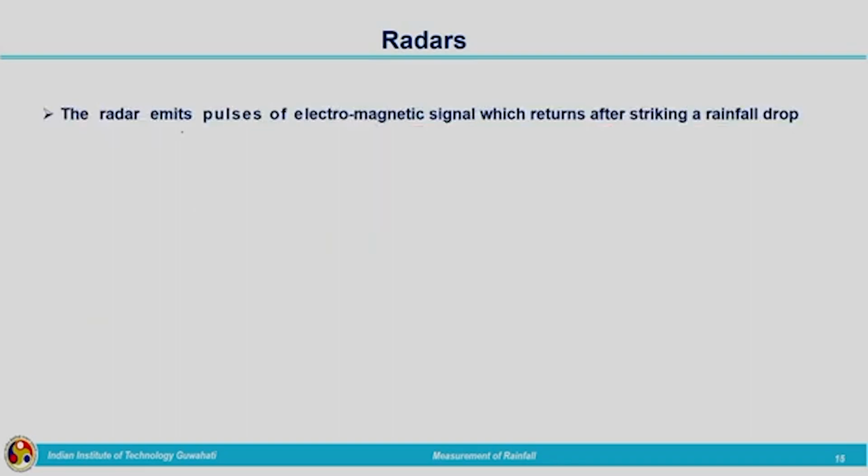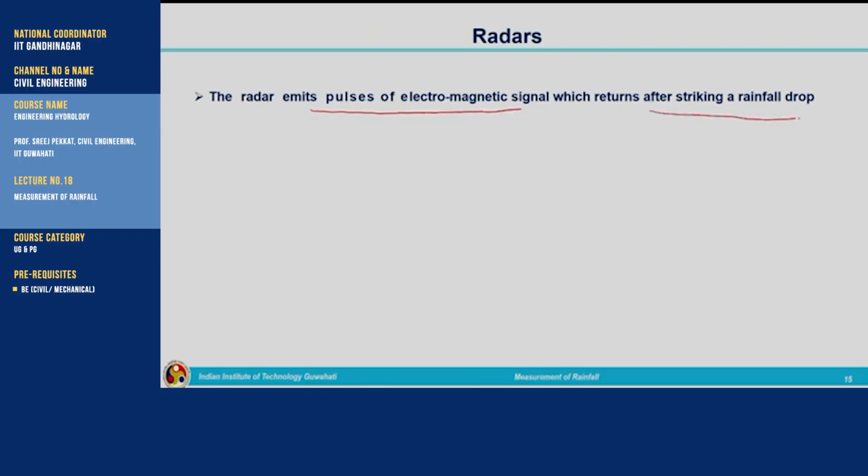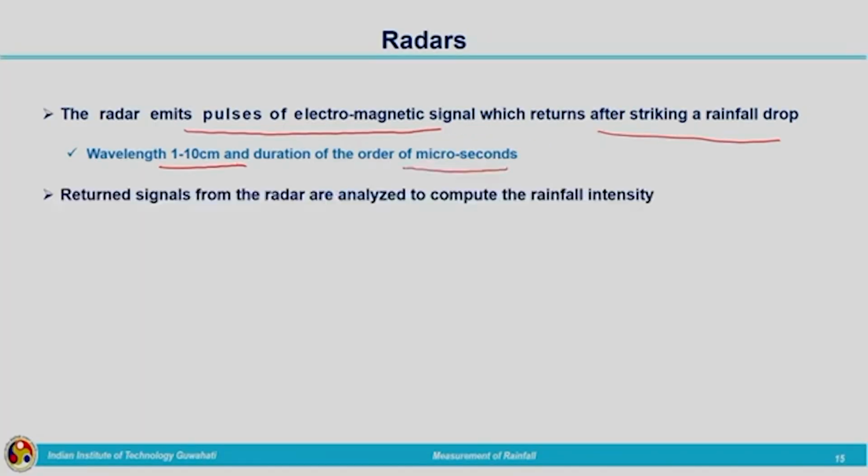How does it work? The radar emits pulses of electromagnetic signal which return after striking the raindrop. Whenever these pulses hit the raindrop, they are returned back. The wavelength of this signal varies between 1 to 10 centimeters, and the duration is a very short interval of time, in the order of microseconds.